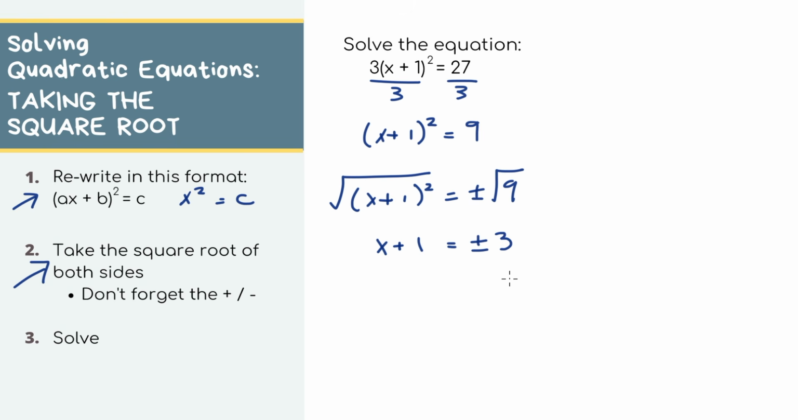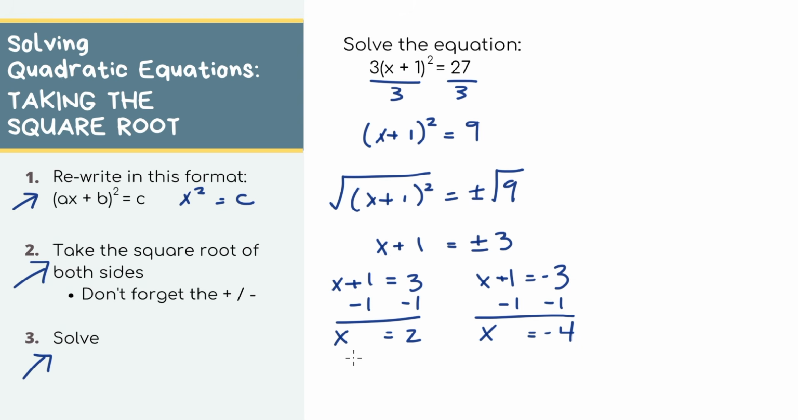We need to have that plus or minus because, yes, 3 squared equals 9, but also remember that negative 3 squared is also equal to 9. So we don't want to forget that second scenario. Our final step is to solve both of these scenarios, where x plus 1 equals positive 3, and also x plus 1 equals negative 3. If we solve both equations, we'll get two answers where x equals 2 and x equals negative 4. These are both of our answers.